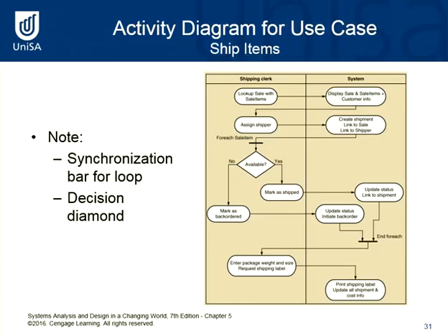Here's another activity diagram for use case ship items. Again, you can see we have the decision diamond, we have our synchronization. Again, what's missing in here is your starting and your end, which I do want you to show. I do want you to represent every time you have it. Again, just another example, in this case we have two actors, the shipping clerk and the system, and what happens in this particular scenario. And this one relates back to the other activity diagram.